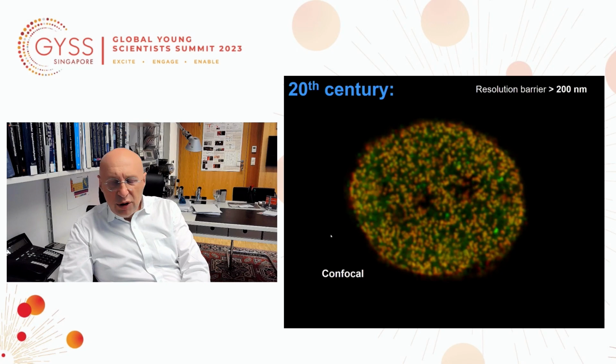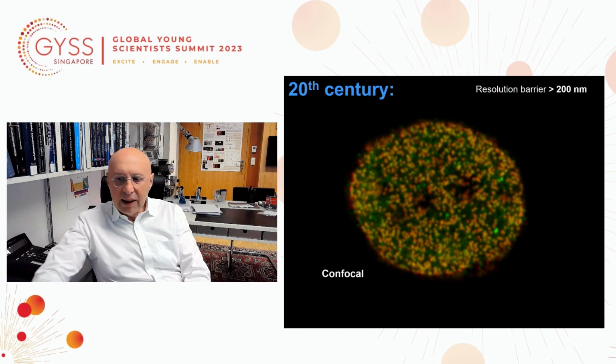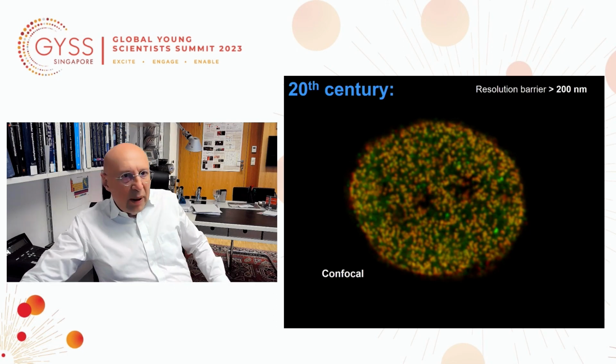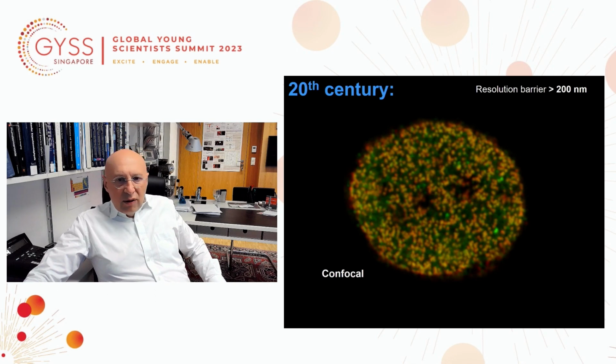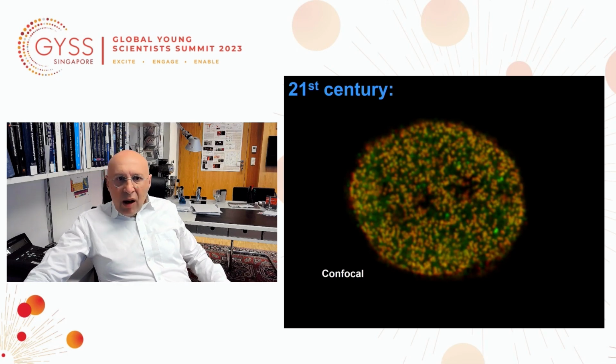I'm going to speak about fluorescence microscopy, the molecule scale resolution. So throughout the 20th century, the resolution of any light microscope and also fluorescent light microscope was fundamentally limited by diffraction to about 200 nanometers. And the best resolving microscope at that time was the confocal microscope, which could provide some higher, say, contrast, but not a better resolution.